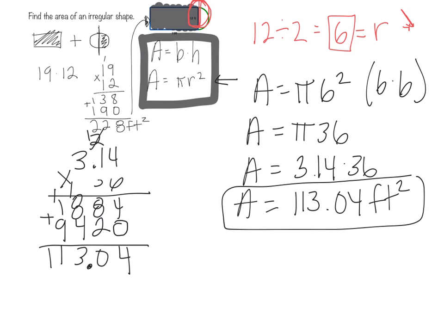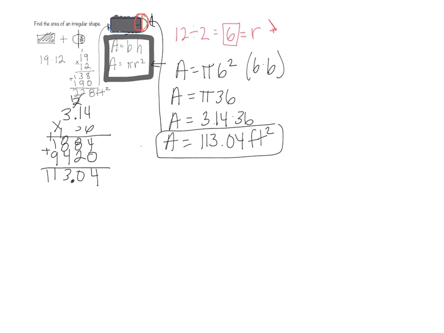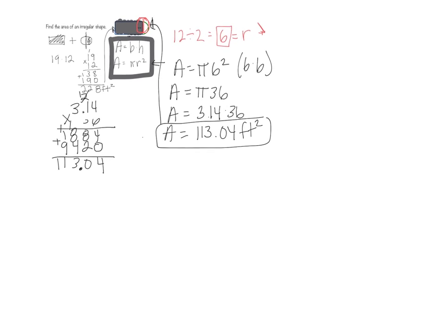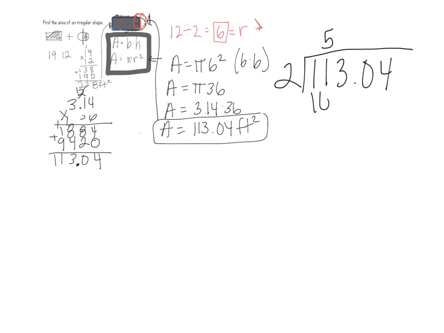This gives me the total area of the circle. And thinking back, I only want half. So now I need to divide my area by 2. Need to get some more space over here. Alright, so we have 113 and 4/100 divided by 2. Let's go through this really quick. 2 goes into 11 5 times. That gives us 10.